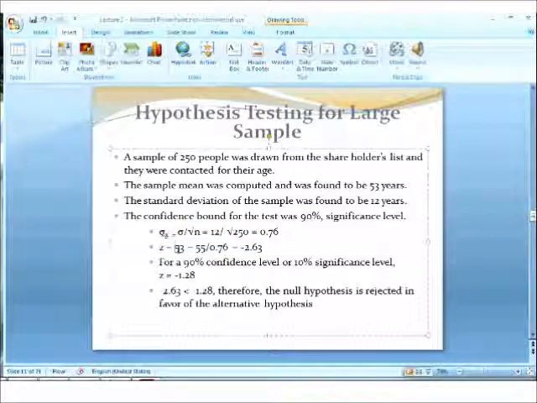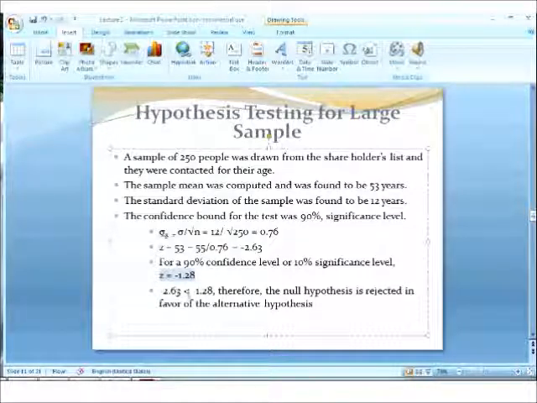So our computed value is minus 2.63. This is our computed z value. This is based on the mean that we found from the data set we collected, minus the claim that we made, divided by the standard error that we computed. The z value is minus 2.63. And then based on our significance level of 10%, the standard z value is minus 1.28.